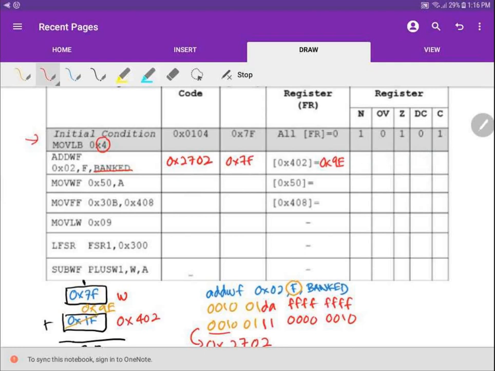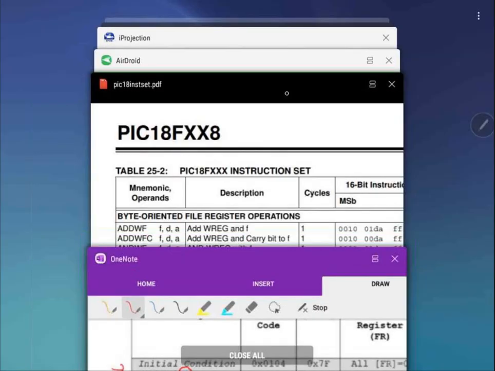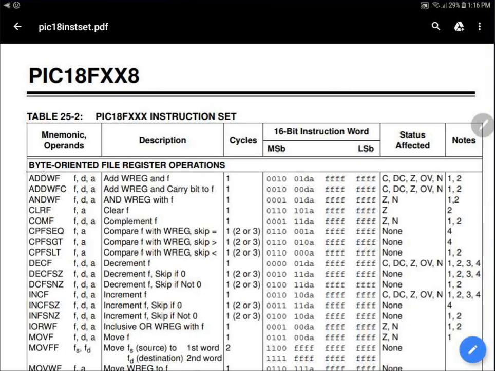Now, how do we know which instruction affects the status register? We can look at the instruction set. If you look at the instruction set, this is ADDWF, right? There is mnemonic, operands column, description column, cycles column, 16-bit instruction word column. Do you see the second last, which is status affected? Under ADDWF, what are the status affected? C, DC, Z, OV, and N. Which means this instruction affects all.